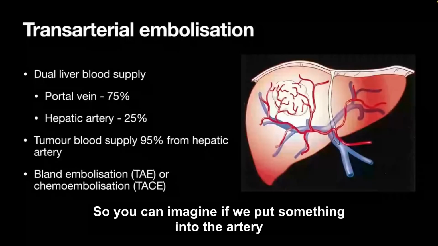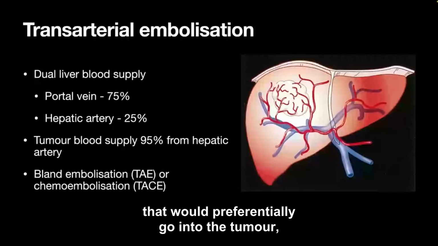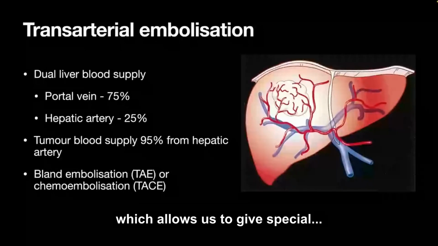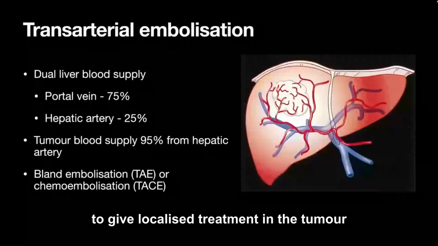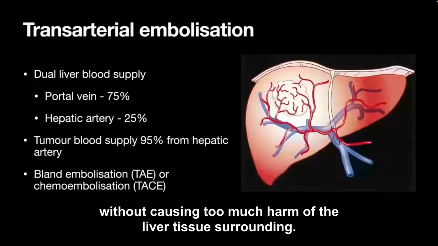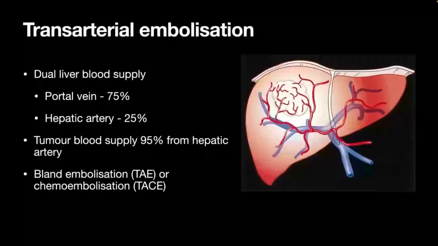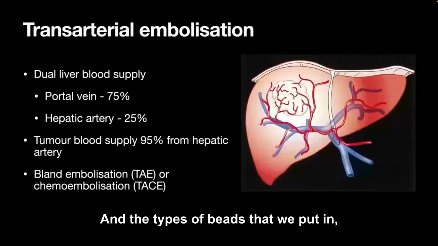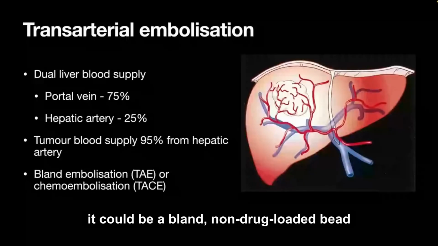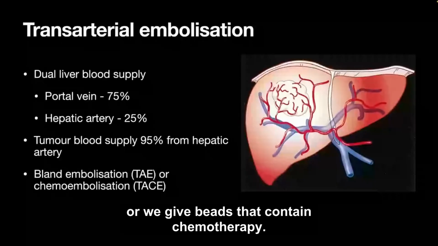So you can imagine if we put something into the artery, that would preferentially go into the tumor, which allows us to give localized treatment in the tumor without causing too much harm to the surrounding liver tissue. And the types of beads that we put in could be a bland, non-drug-loaded bead, which is a bland embolization, or we give beads that contain chemotherapy.